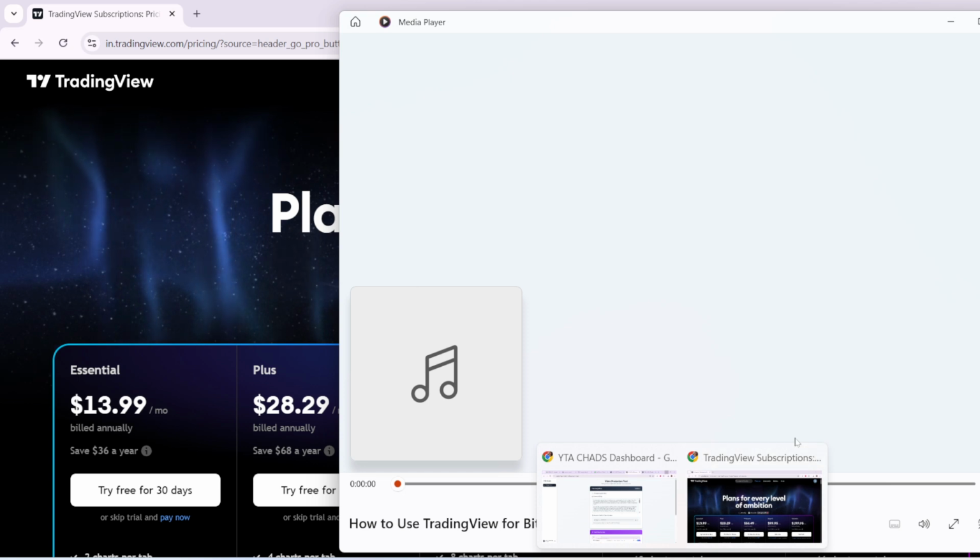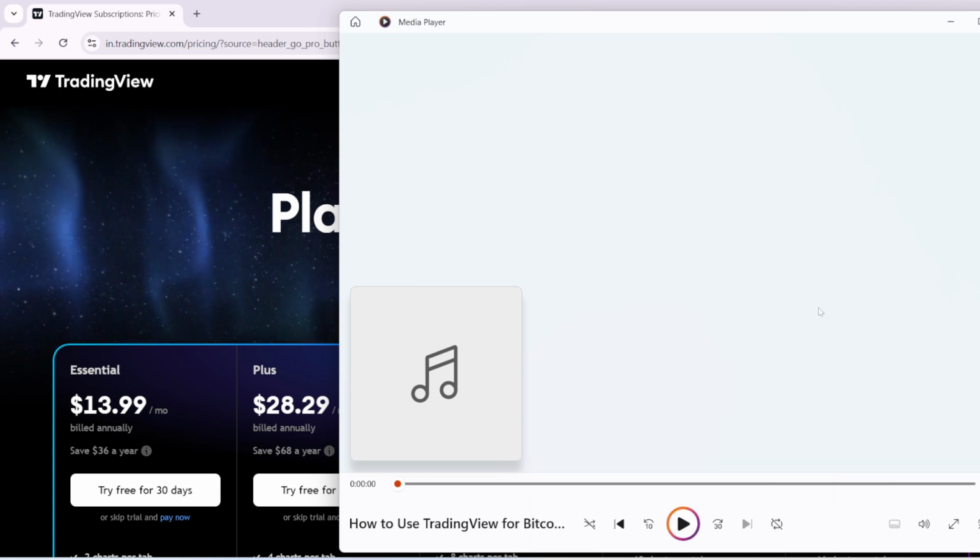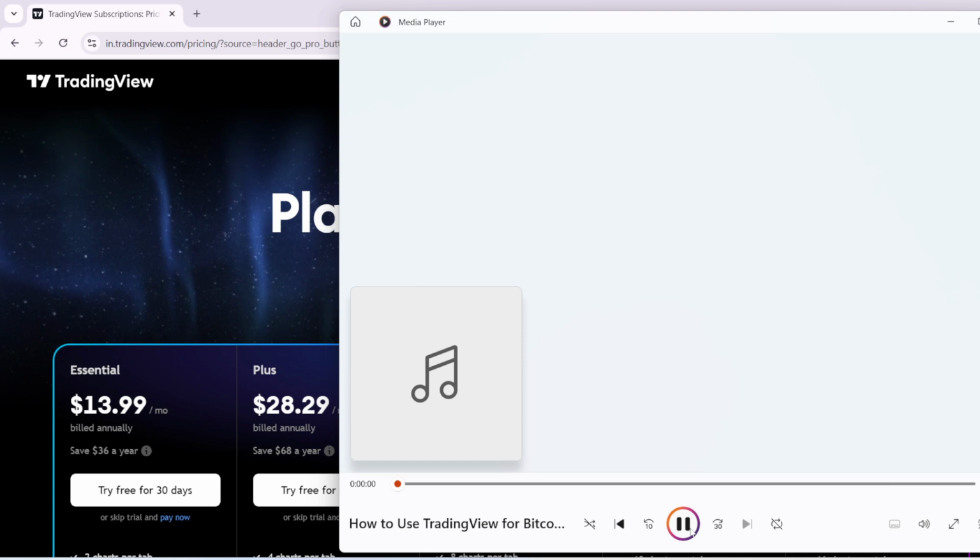As you get into the meat of trading, this connection ensures that you can execute your trades with precision and manage your positions directly within the TradingView platform. And that's it for our walkthrough today.